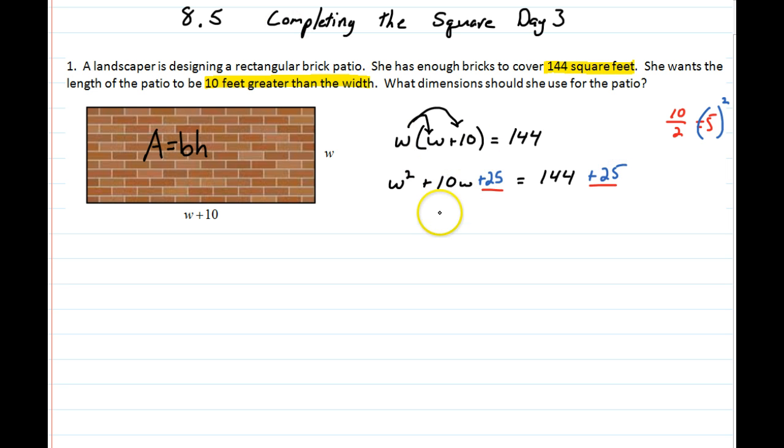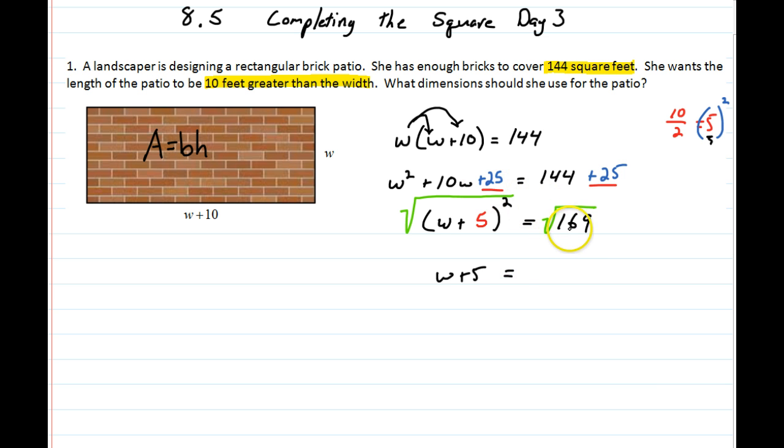And so now we take our trinomial and we write it as a binomial squared. So it's going to be W plus, and what number gives us the 25? That was this 5. So it's going to be plus 5. And 144 plus 25 is 169. The whole reason we do this is because we want that to be squared. When it's squared, that allows me to take the square root of both sides, and the square root cancels out the square, and that just gives me the inside, the W plus 5.